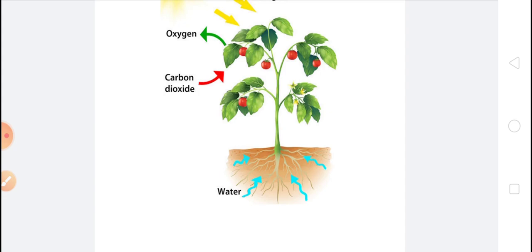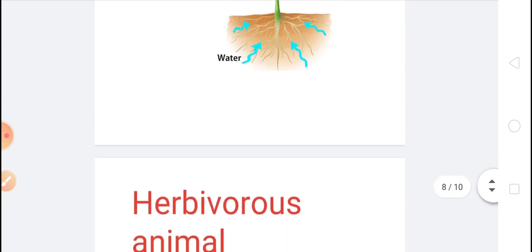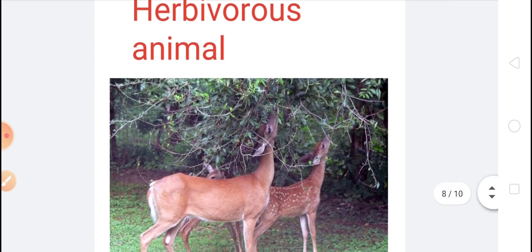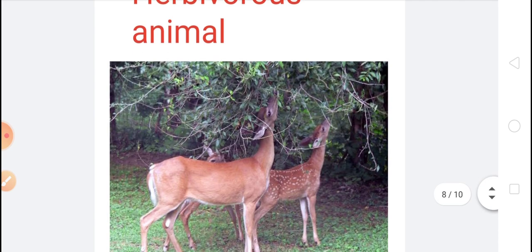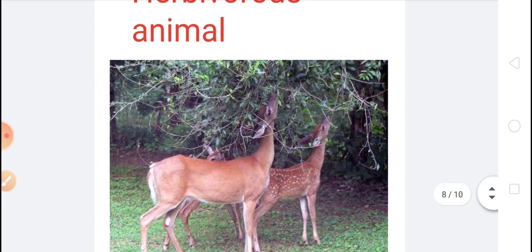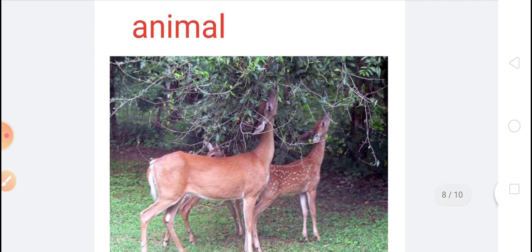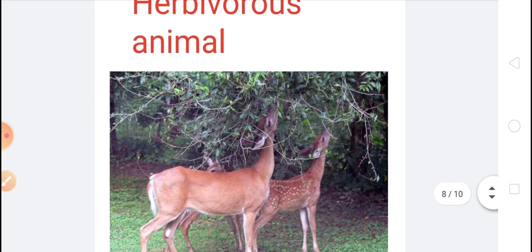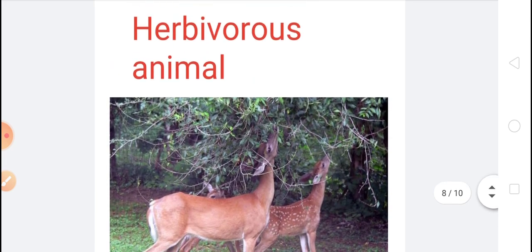Now the next category of the biotic components of habitat is herbivores. Herbivores means the animals which eat only plants or plant products. Directly or indirectly, all the animals depend on the green plants for their food. They consume food made by the producers and hence are called consumers. They are also called heterotrophs because they do not make their own food.